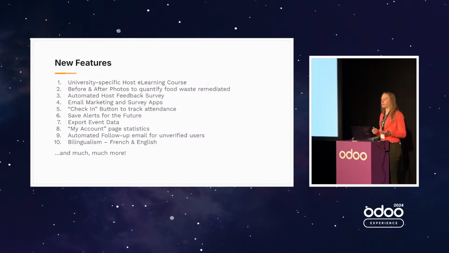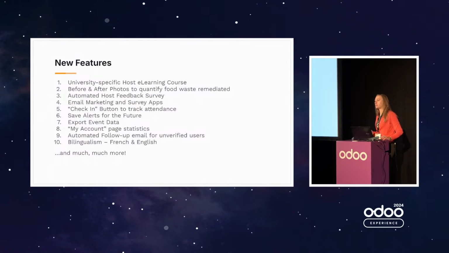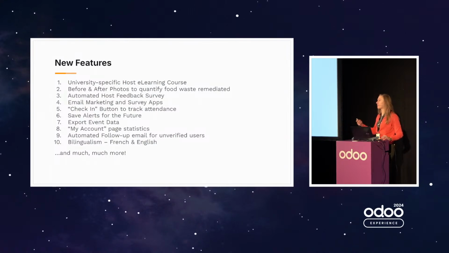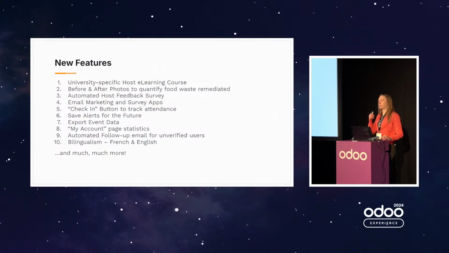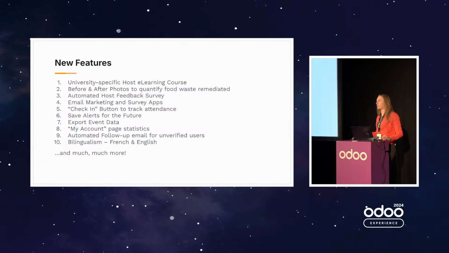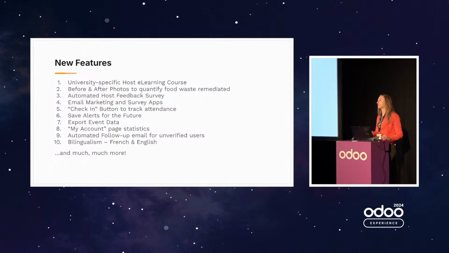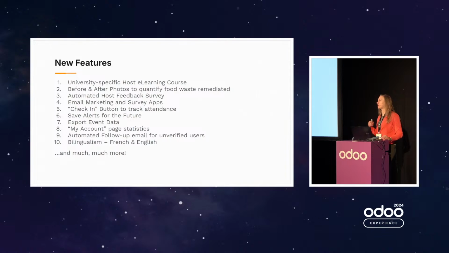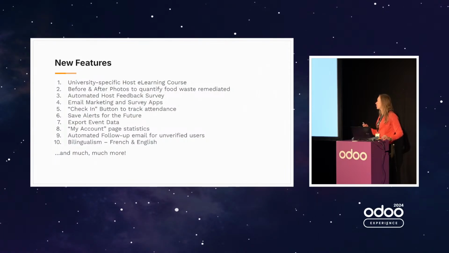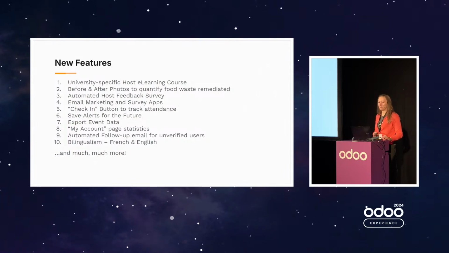We also have an automated host feedback survey. So this is a survey we send out to the host every time they finish hosting a free food giveaway. That feedback survey is linked to the giveaway event in the back end of Free Food Alert, and it allows you to, again, quantify the amount of food waste remediated and track feedback from the host and figure out if there were any issues, for example.